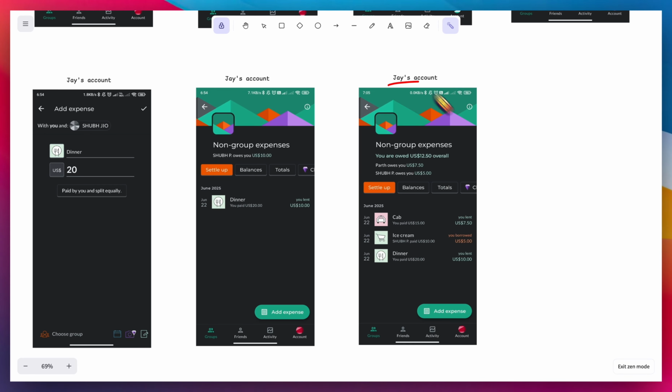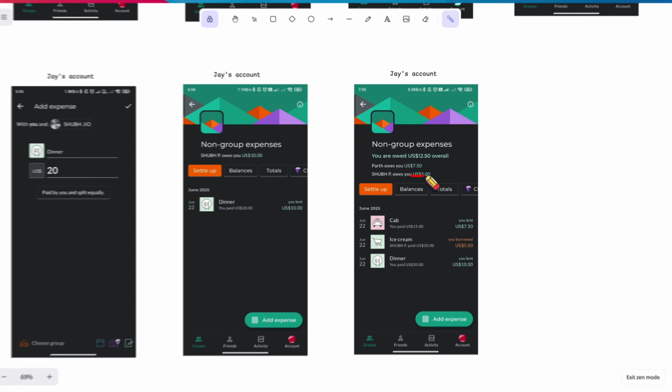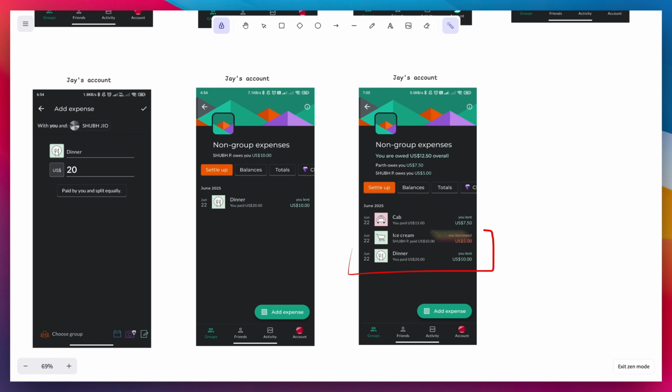So in Jai's account, here you can see the red message which says that you borrowed $5. And earlier, Jai lent me $10. So if we try to cancel each other, the total would be $5 would be paid by me. So here you can clearly see that Shubh is owing Jai $5, right?